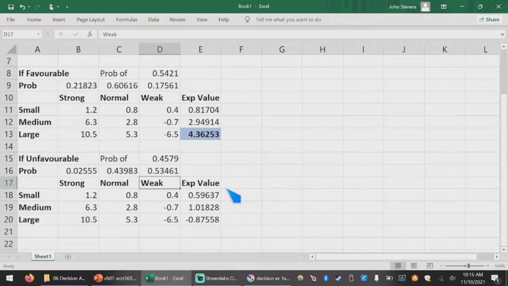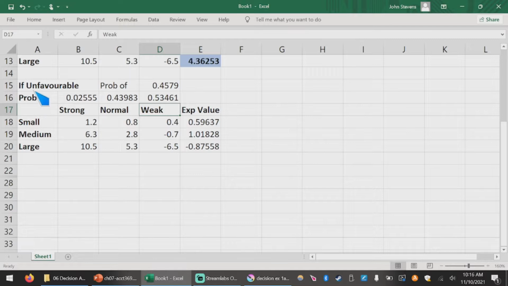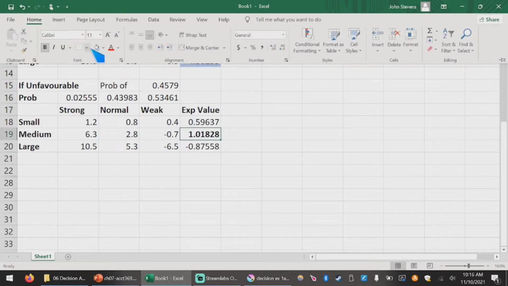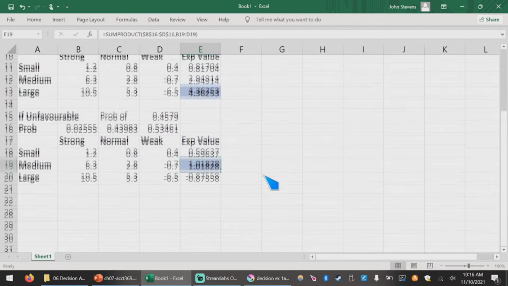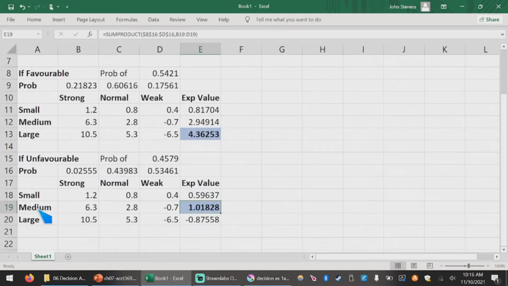Now, we're not done. We're almost done. So if the market survey says unfavorable, then I'm going to behave differently. And I'm going to behave according to this guy. I'm going to make a medium order because it says unfavorable. It's probably a better decision to not go too large here. I might lose money. So now I just need to merge these two.